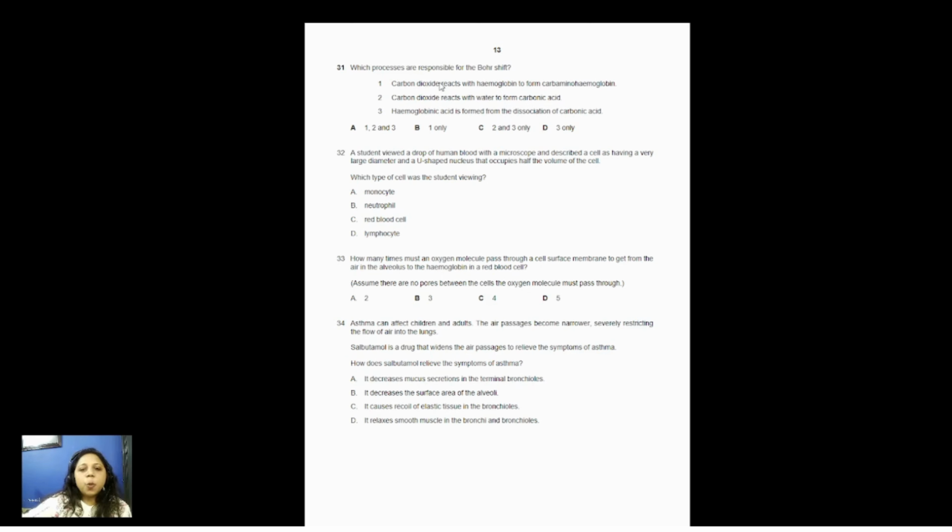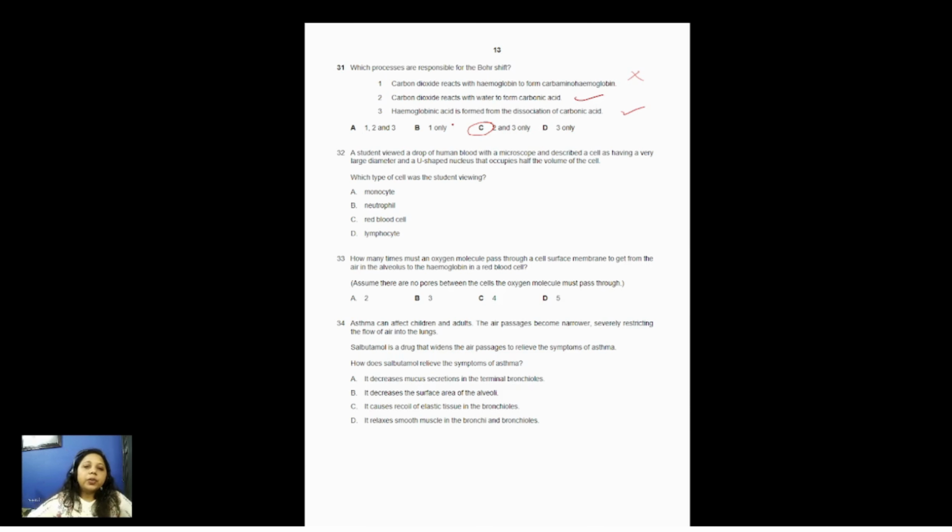Which processes are responsible for the Bohr shift? Number one, carbon dioxide reacts with hemoglobin to form carbaminohemoglobin, that is not correct. Number two, carbon dioxide reacts with water to form carbonic acid. That is correct. Hemoglobinic acid is formed by the dissociation of carbonic acid and the other one. So we say this one is also correct. So the answer is 2 and 3.